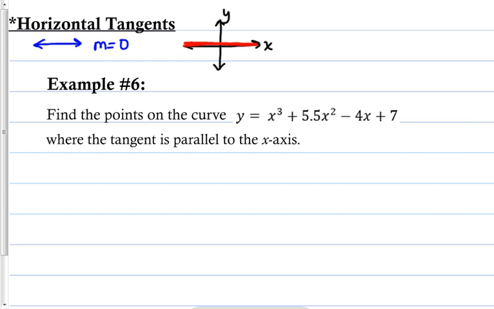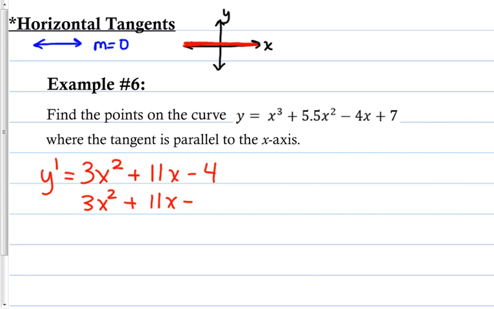In order to figure out where these points are, my slope has to be 0. So my slope is the derivative. So I'm going to take the derivative: 3x squared plus 11x minus 4. And that is my derivative. So I'm going to set it equal to 0: 3x squared plus 11x minus 4 equals 0.